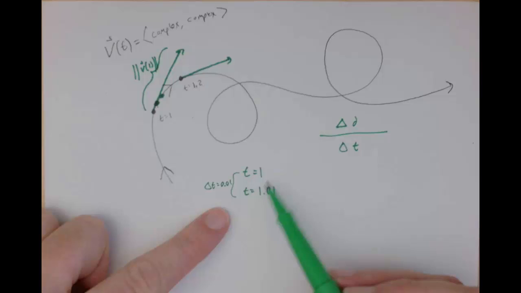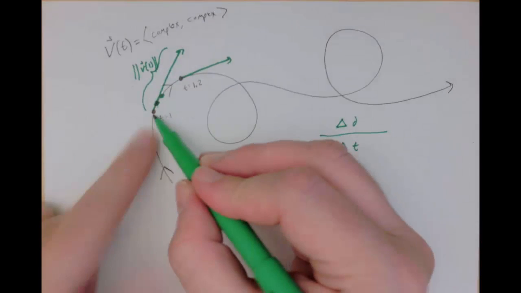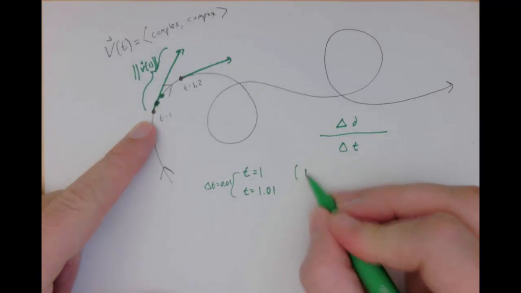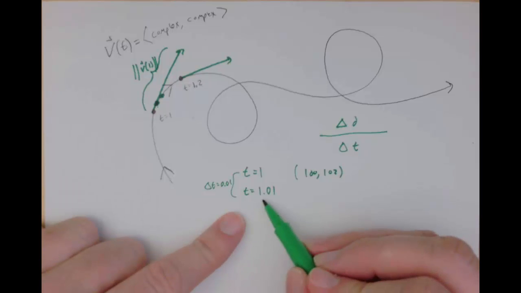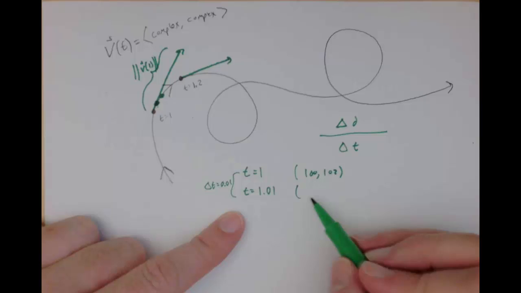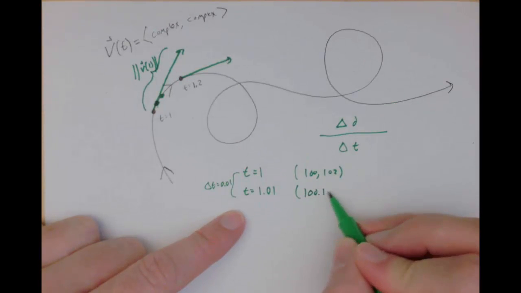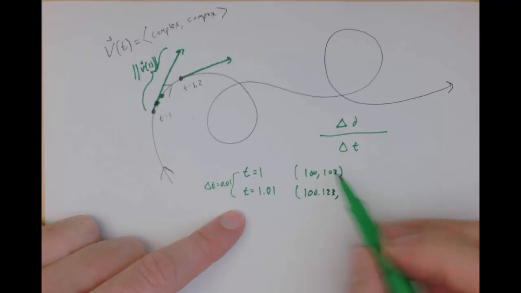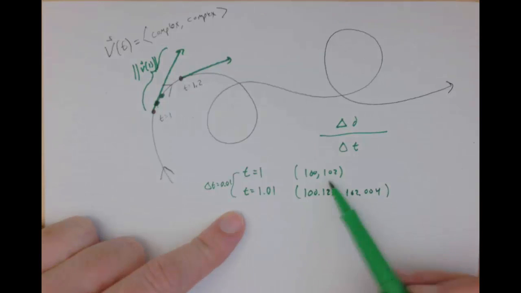So I can plug time equals 1 into the equation, and it's going to give me some particular coordinates. So maybe I'm at, like, 100, 102. And then I plug time 1.01 into the complicated equation, and it gives me something else. So I'm at, like, 100.123, 102.004. So I've moved a tiny little bit.